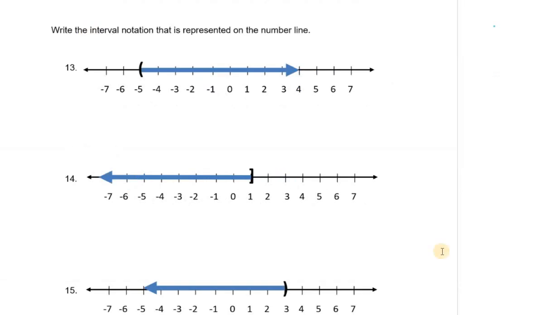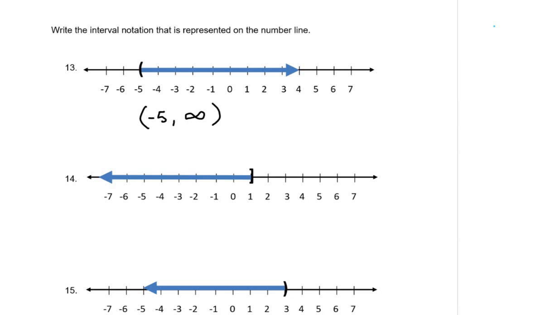Okay, the next set of problems, we're asked to write the interval notation that is represented on the number line. And again, this is easy to do because the symbol on my number line exactly matches the symbol in interval notation. If I have a parentheses on my graph at -5, then I'm going to have a parentheses in my interval notation at -5. Now I'm going all the way toward positive infinity, so I write a positive infinity here, and I have a parentheses. And remember that infinity symbols always use parentheses. You never use a bracket symbol with an infinity sign.